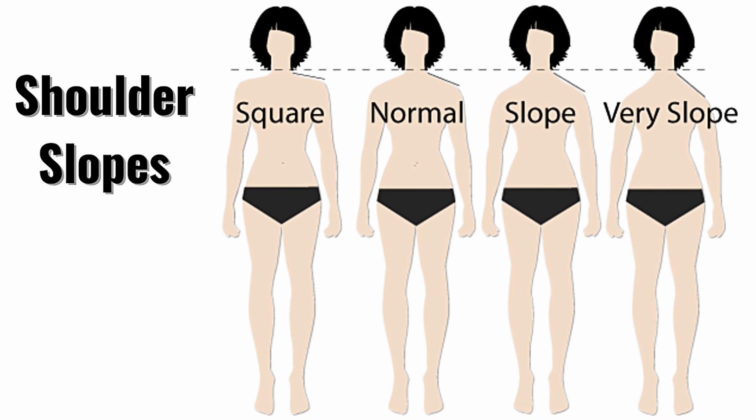Here is an example. Everyone is not 1 inch. In this picture, there are different types of shoulder slopes. So the closer the angle is to 90 degrees, the more square your shoulders. The larger the angle, the greater your shoulder slope.